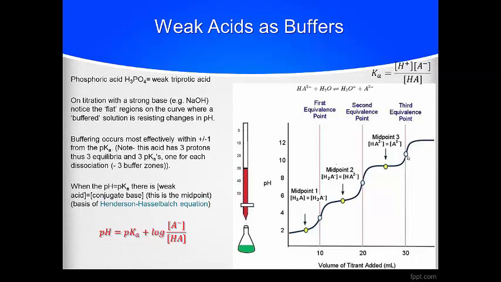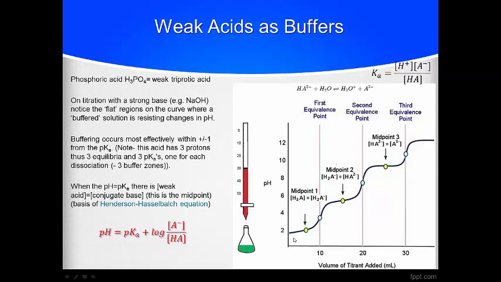Okay, so the buffering occurs most effectively ±1 of the pKa. So the pKa, remember, is equal to the pH at your midpoint. So your half equivalence point, so halfway through your buffering region is your midpoint, and going across to our pH, that will tell you that your pKa for this first dissociation, so the first proton, would be around 2.1.